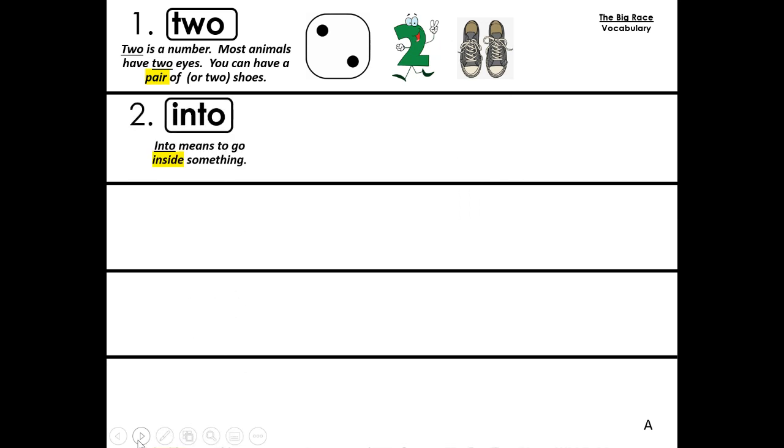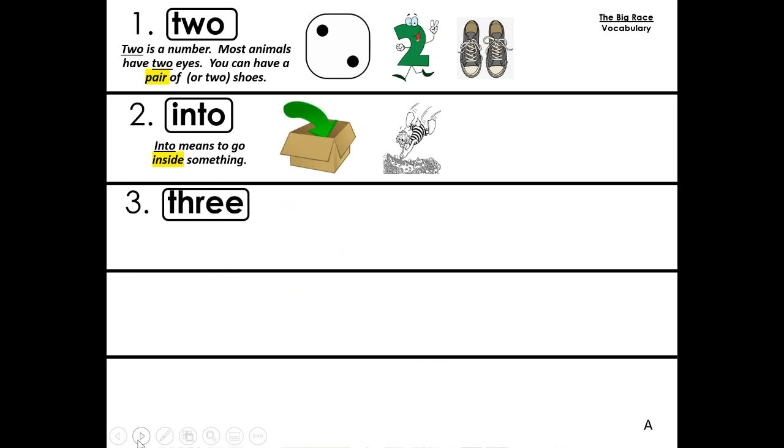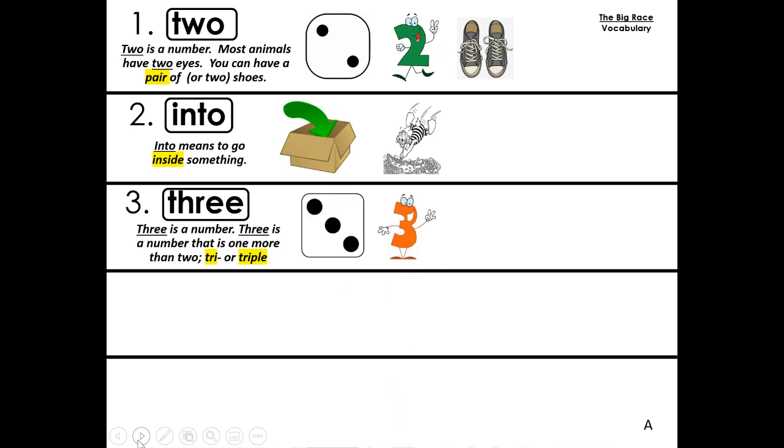Number two is into. Into means to go inside something. Number three, three. Three is a number that is one more than two. Tri or triple. And there's a tricycle because a tricycle is a bike with three wheels.